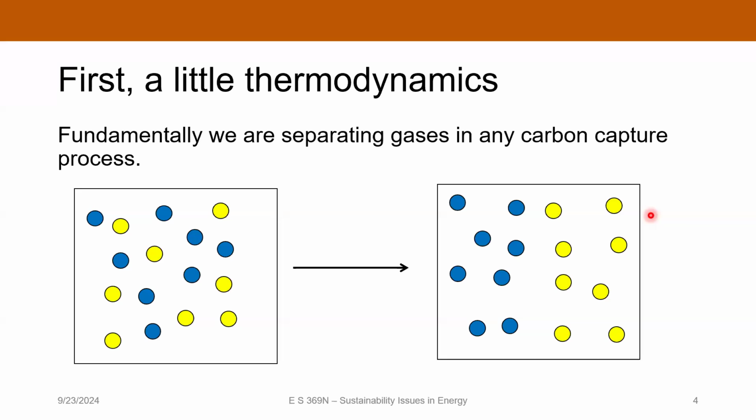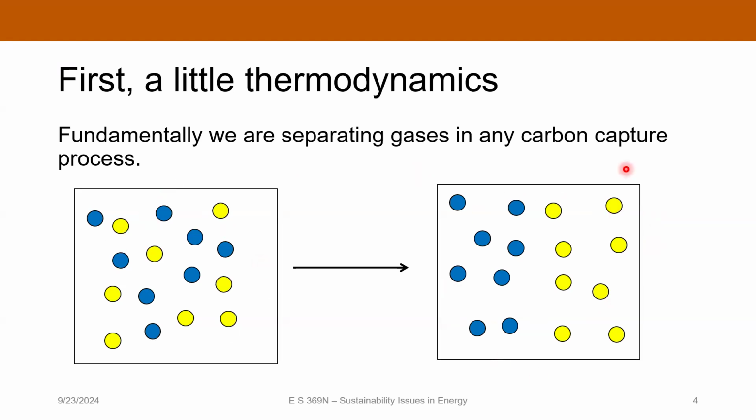Okay, now let me see how well I explained thermodynamics a couple of weeks ago. Which one of these cases is going to have the higher entropy, the greater degree of disorder? Okay, who thinks it's the one on the left? And who thinks it's the one on the right? Okay, great. So that is absolutely correct. This is a more disordered system than this one.